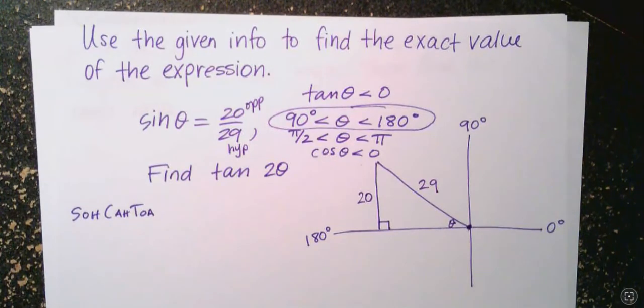Let me just point out, if this was a value that was negative, if it was a fraction that was negative, we would always put the negative with either the horizontal or the vertical.